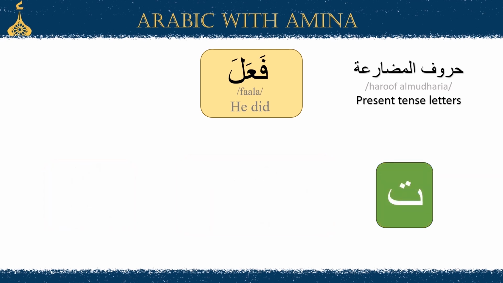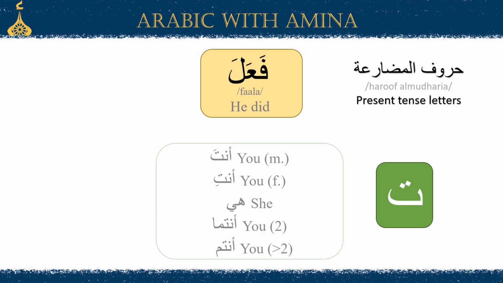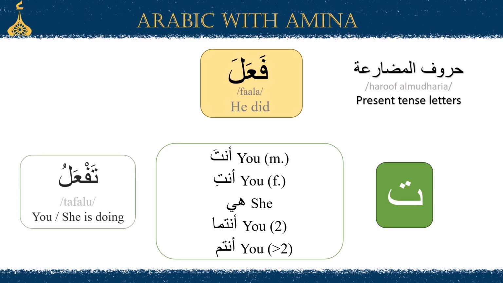The last letter, ta, is similar to ya. It is used for more than one pronoun. When we add ta to the verb, it becomes taf'al, which refers to you, a male, is doing, or she is doing. The remaining pronouns, you, feminine, dual, and plural forms, follow a slightly different rule, which we will be talking about in just a moment.